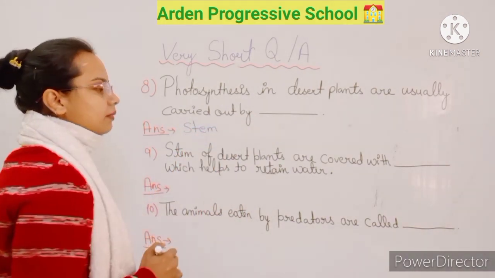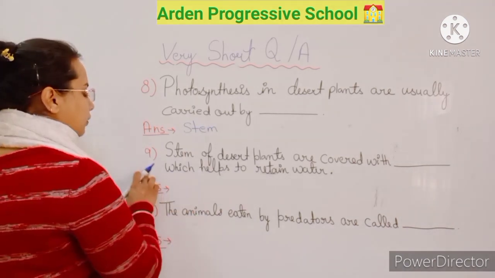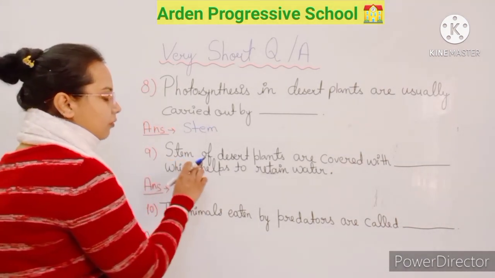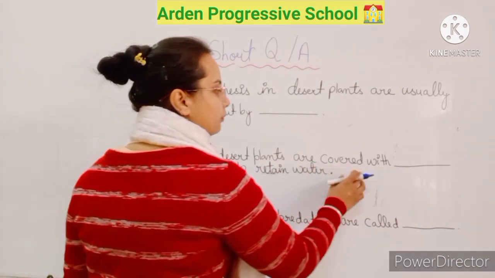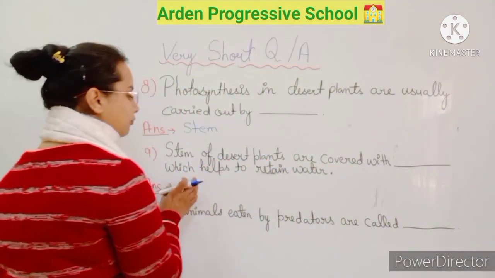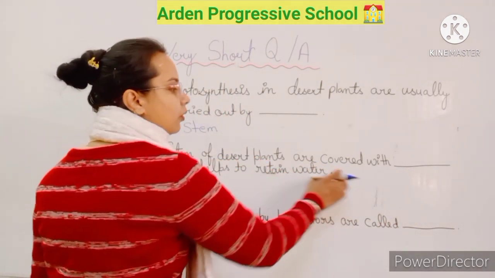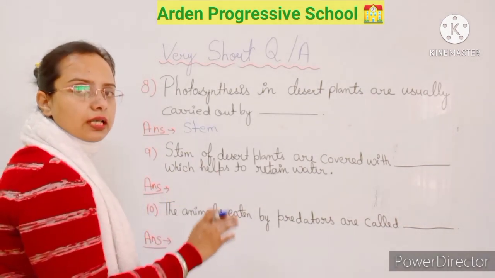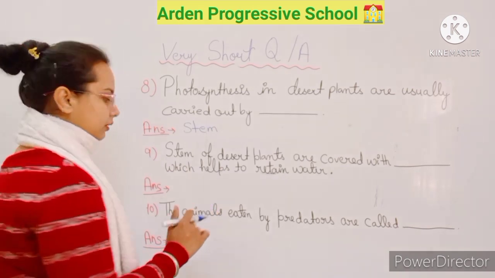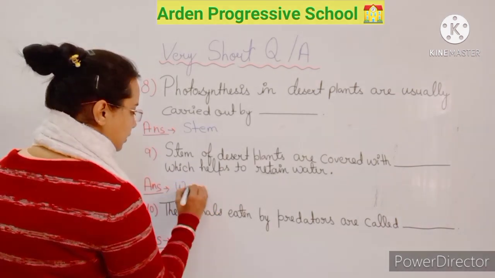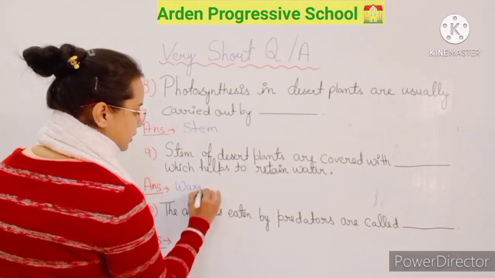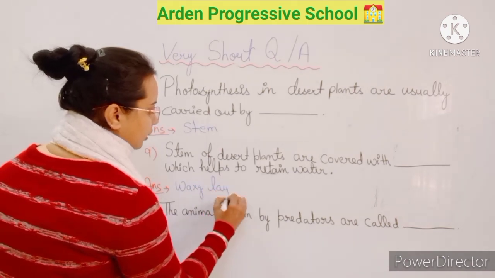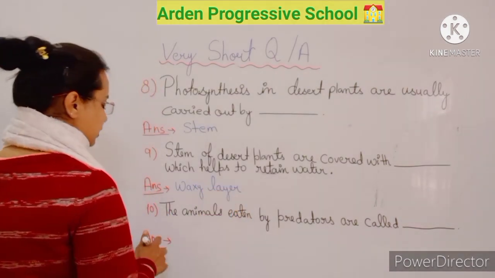Okay, the stem of the plant. Now question number 9: stem of desert plants are covered with dash which helps to retain water. So the stem of the desert plants is covered with a waxy layer. Okay, the answer is waxy layer.